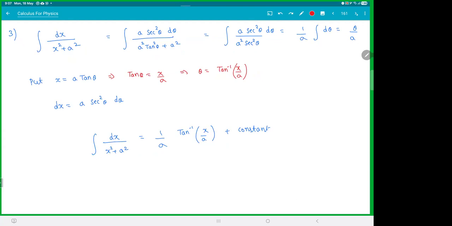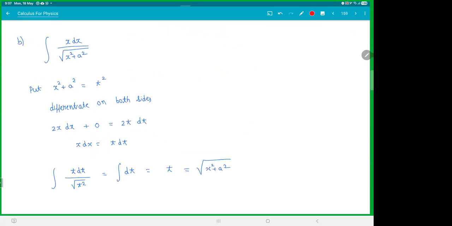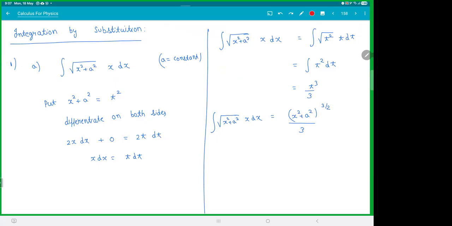All clear with this? That's about our integration. I think for now, you guys need to know this integration. We will use this. You can copy it down, but when it comes, I want you to derive it rather than using the result directly. Okay, let's go ahead.